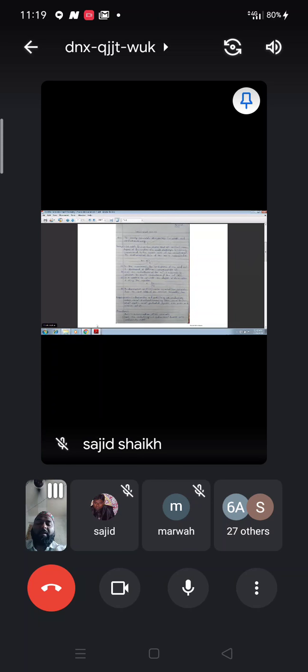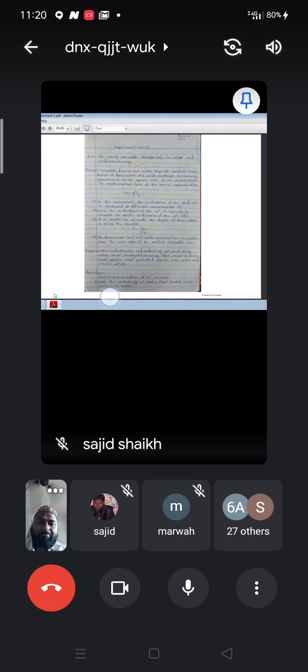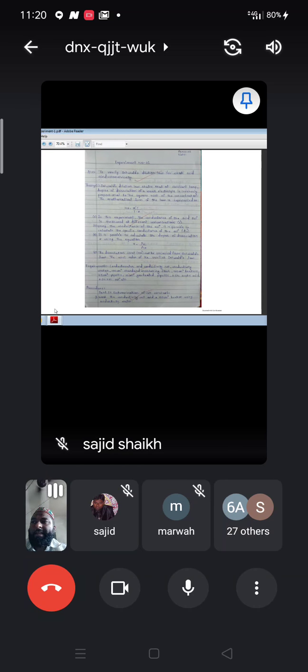Using the conductance of the solution, it is possible to calculate the specific conductance of the solution, that is lambda C. It is possible to calculate the degree of dissociation alpha by using the relation alpha equals lambda C upon lambda infinite. Lambda infinite is nothing but the conductance at infinite dilution. That value will be provided to you. Then the dissociation constant can be obtained by using the Ostwald dilution law. You can zoom and you can see it very easily.